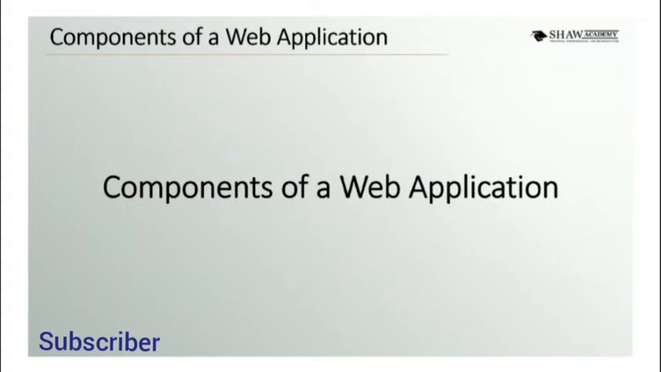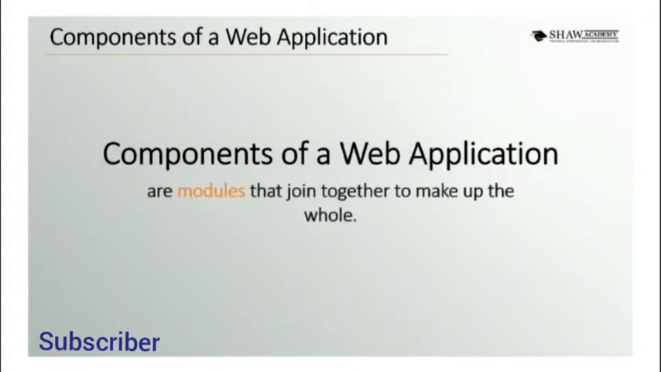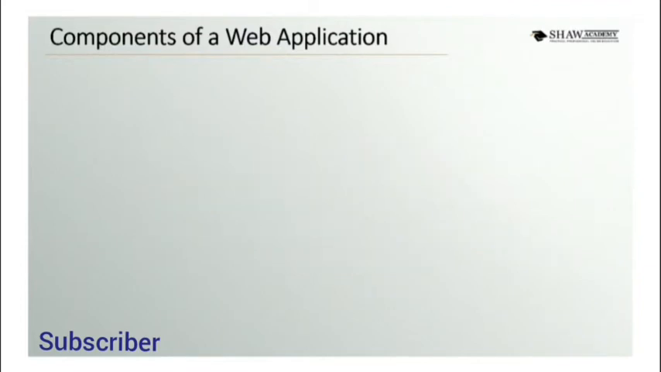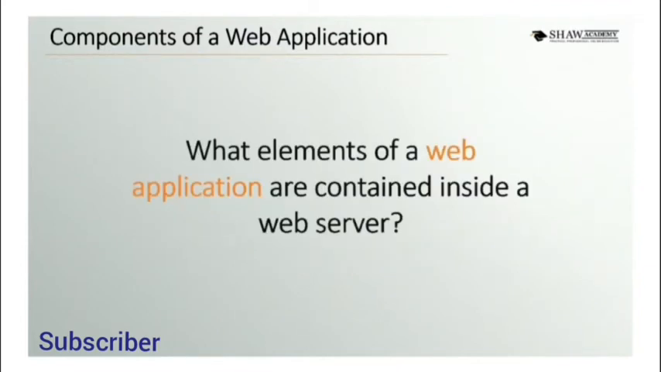So the components of a web application, guys, these are the little, separate modules that can be worked on by separate people if you'd like, and they can join together to make up the whole, namely a web application. The components include things like the web server, the web pages that would be built by a web designer, the back-end code that would be designed by a web programmer, and the databases that would be created by an SQL developer. So all of these different modules, guys, they join up together and they finally are able to create a fully working web application.